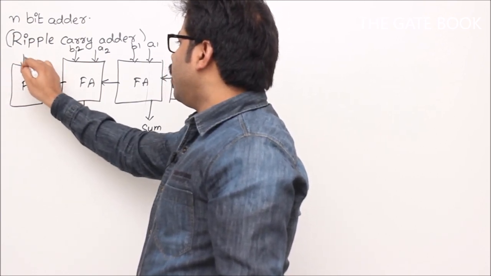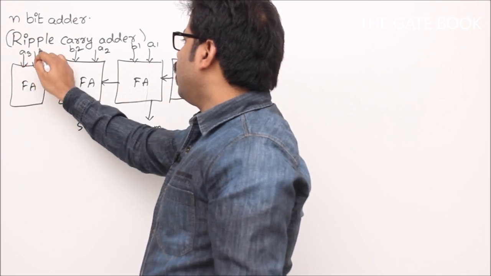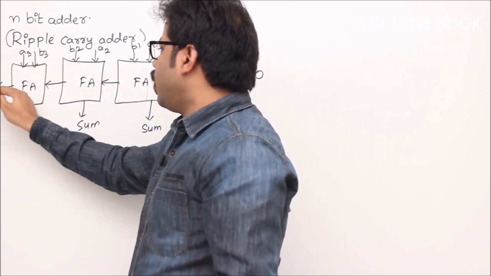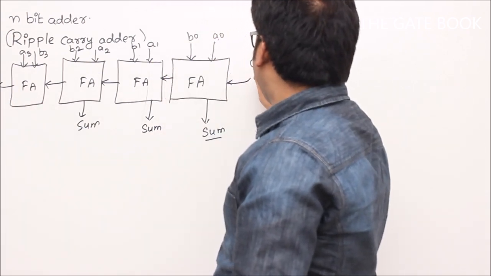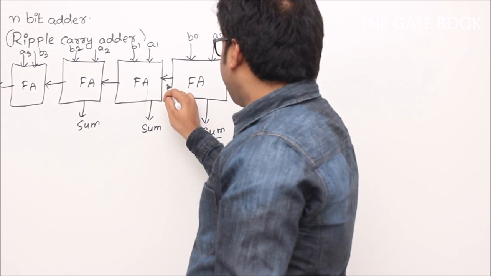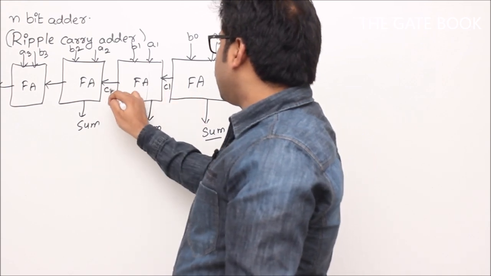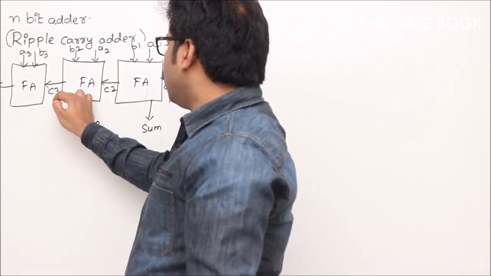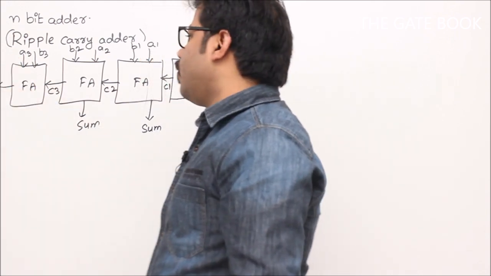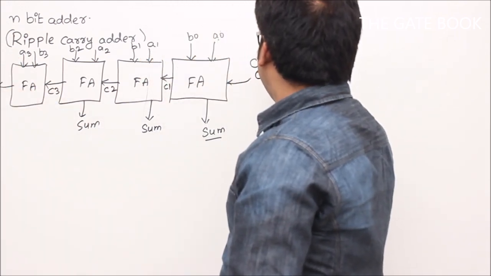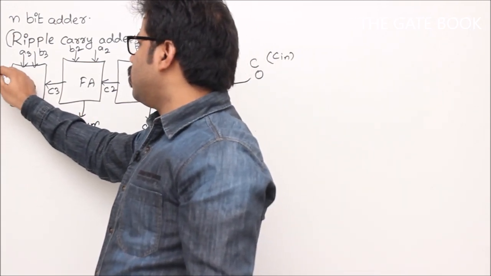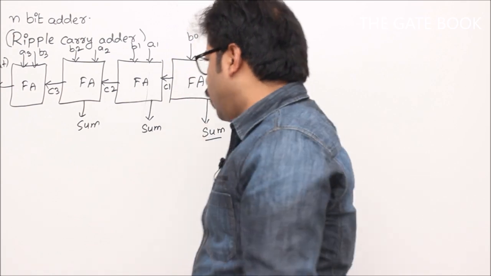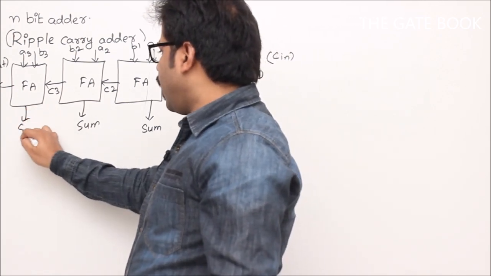So that would be final, right? A3, B3. Then whatever carry you get, let's number them. This is, let's say, the first carry, C0. This is the second carry, C1. This is carry 2. This is carry 3. This is carry 4, C out, otherwise carry 4. This is also known as C in. These names are just symbolic, there is no significance to them. Don't worry, you can say C out also if you want. This would be the sum, right?